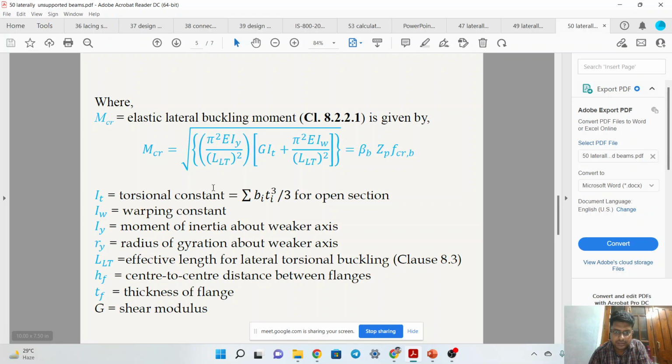Sir, this formula MCR, I don't know about this formula. Is this related to structural analysis or strength of materials? See, shear modulus is also taken into account, and pi square EI.